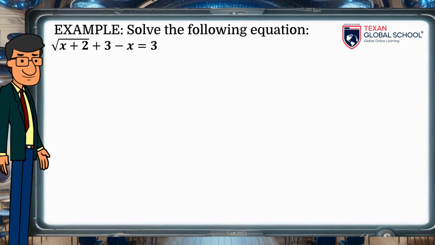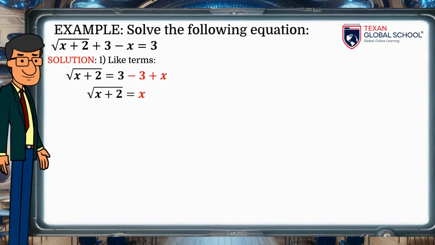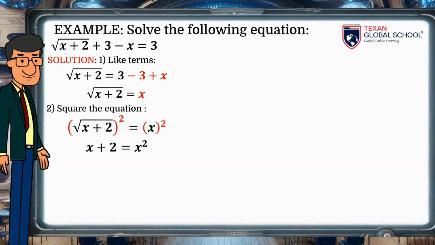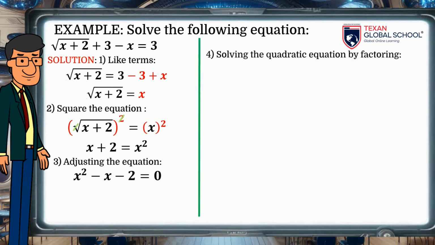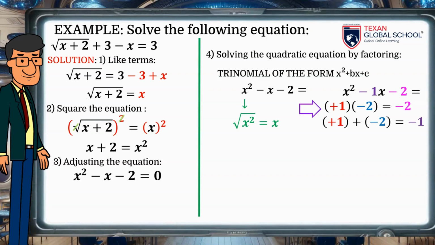However, first, send the linear and independent term to the right side of the equation to simplify like terms. Now square the entire equation to eliminate radicals. Accommodate the equation with properties of equalities and then solve it by any of the methods seen in previous classes. In this case, we can do it by factoring since it is a trinomial of the form x squared plus bx plus c. So, calculate the square root of the quadratic term, which is always x in this case.